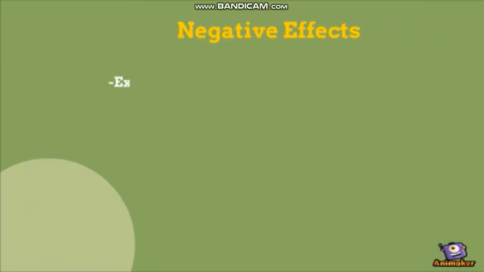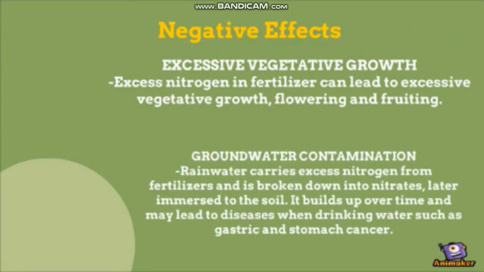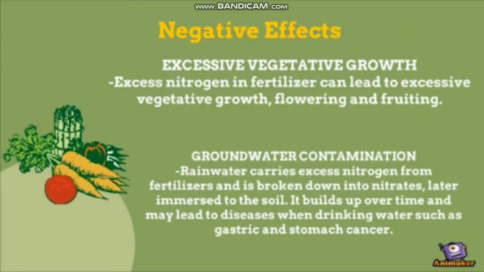Negative effects. Excessive vegetative growth. Excess nitrogen in fertilizer can lead to excessive vegetative growth, flowering, and fruiting. Groundwater contamination. Rainwater carries excess nitrogen from fertilizers and is broken down into nitrates. Later absorbed in the soil, it builds up over time and may lead to diseases when drinking water such as gastric and stomach cancer.